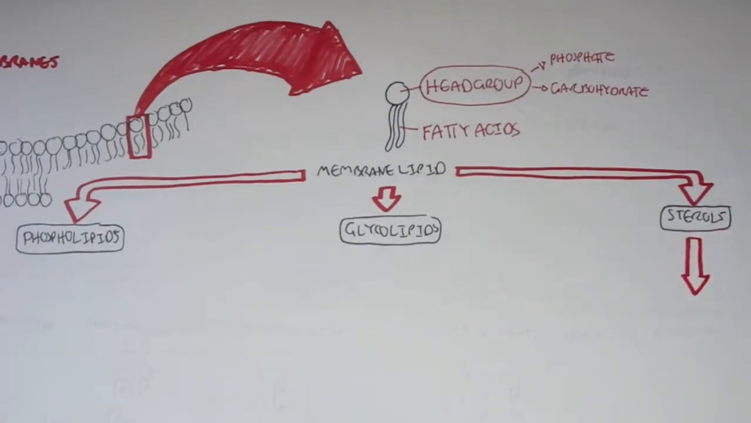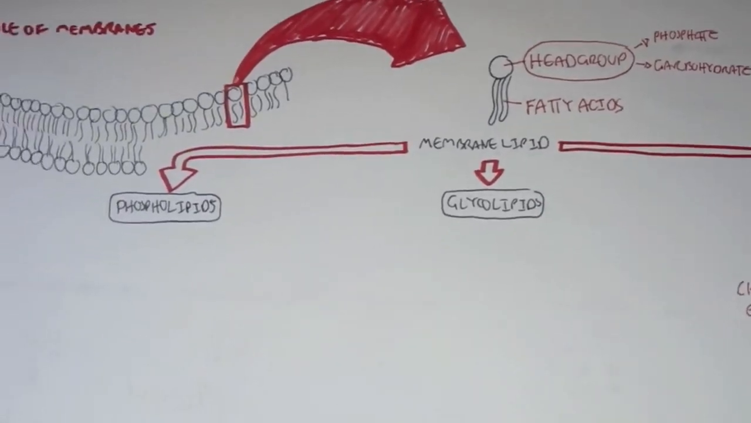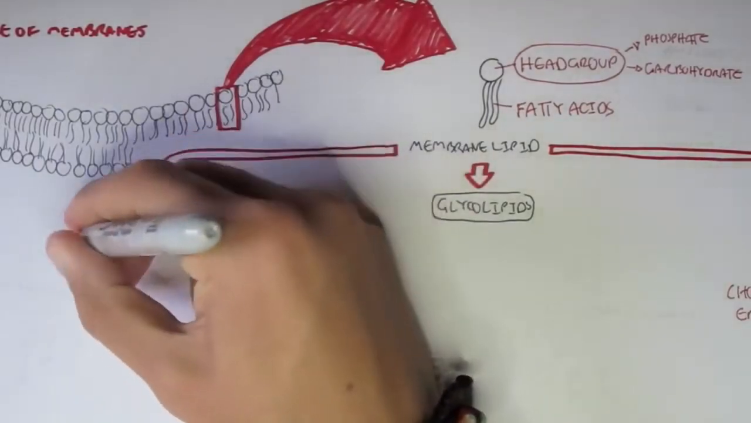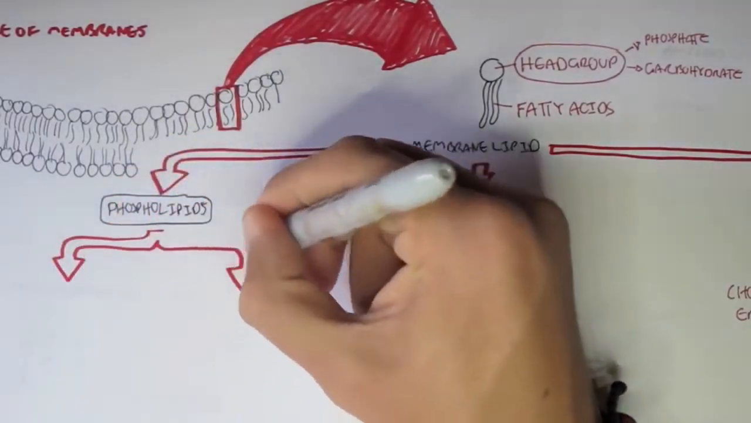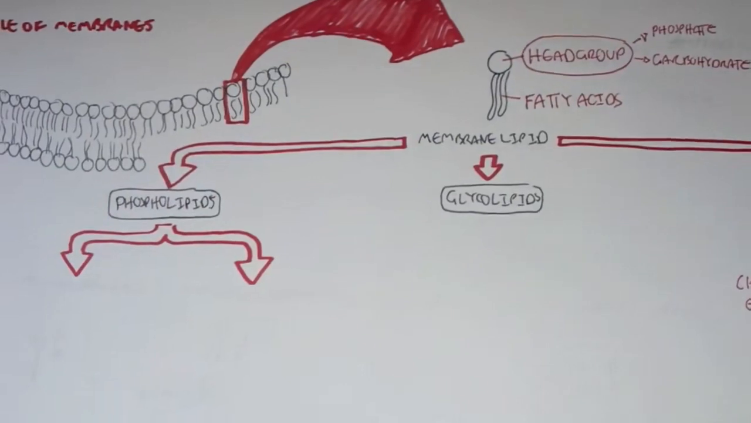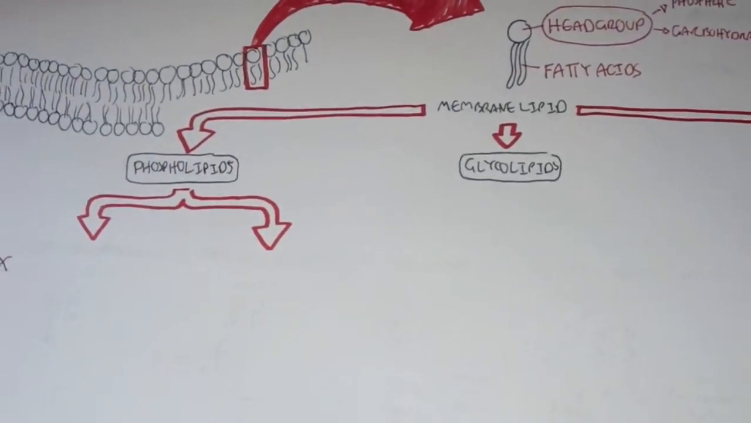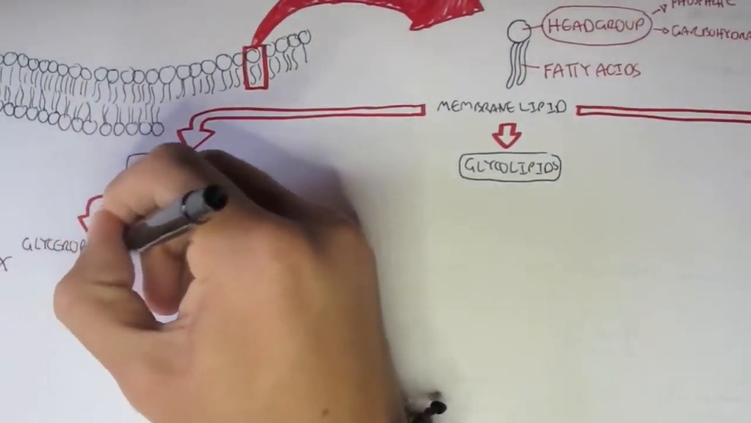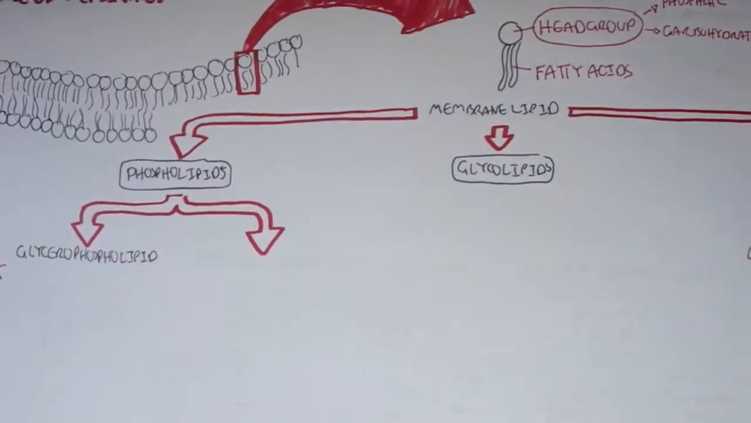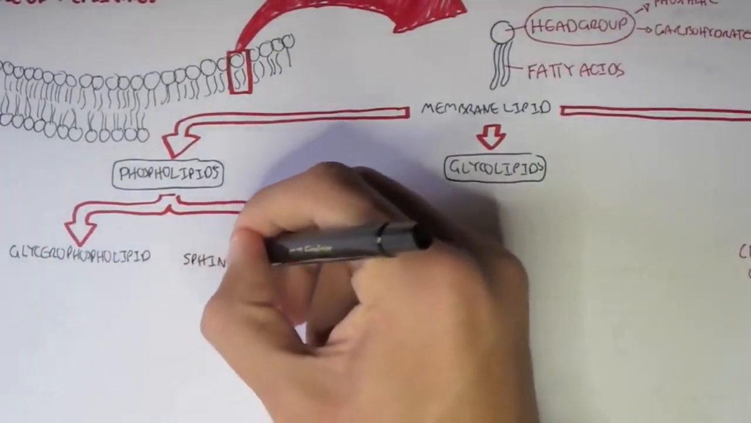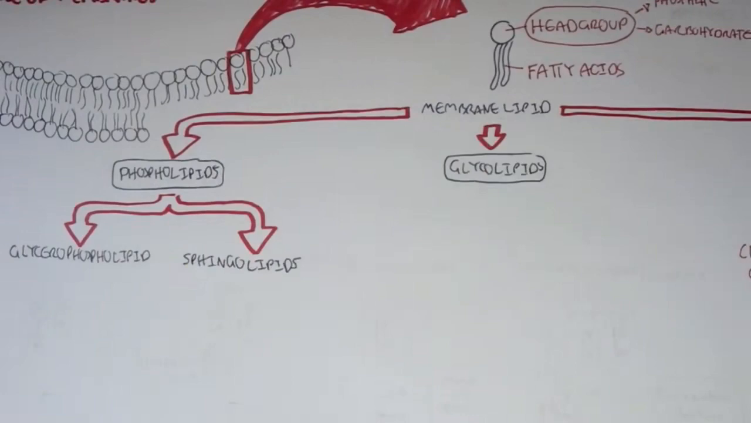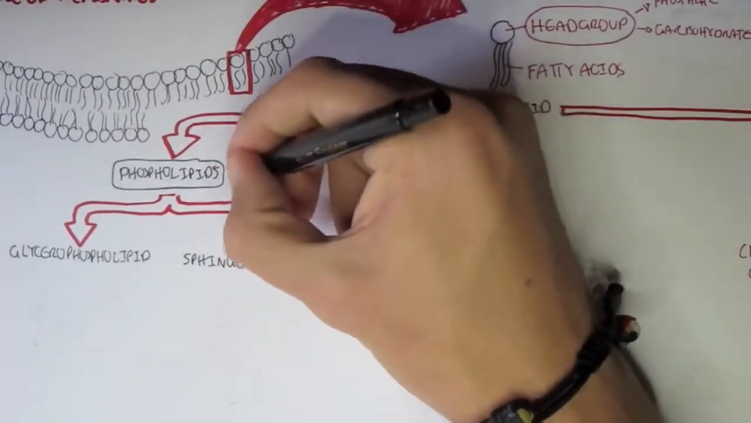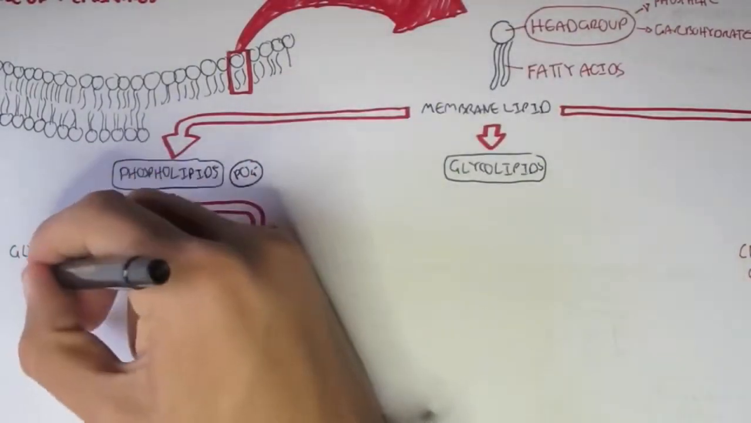And sterols, essentially, which we will talk about first, is just cholesterol or ergosterol. And there are many others, and we'll talk about these later on. But for now, let's concentrate on phospholipids and glycolipids. Now, phospholipids contain phosphate and can be divided again into 2 parts. There can be glycerol phospholipids, and there can be sphingolipids. And they both contain phosphate on the head group. Remember, they contain phosphate on the head group.